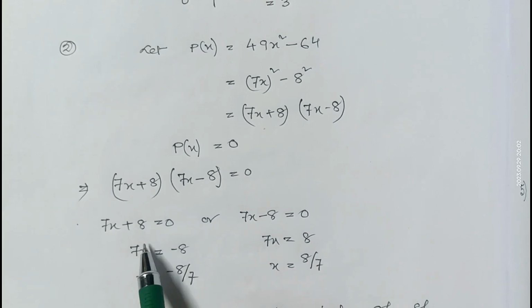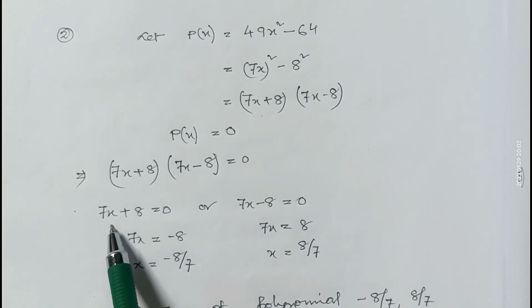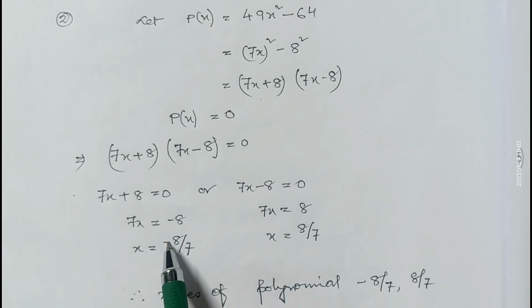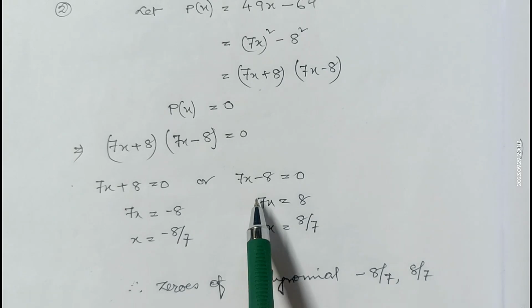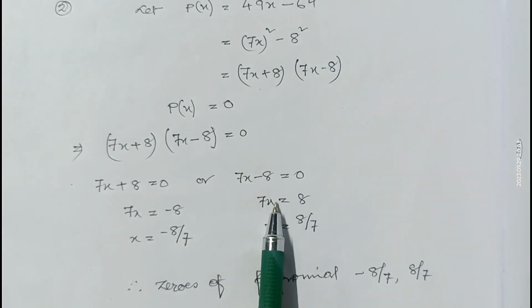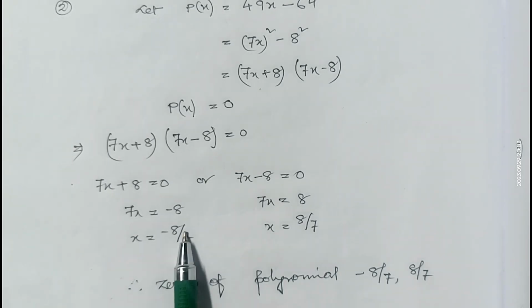So either 7x plus 8 is 0 or 7x minus 8 equal to 0. 7x plus 8 is 0 means 7x equal to minus 8. So x equal to minus 8 by 7. Again 7x minus 8 is 0. So 7x equal to 8. So x equal to 8 by 7. Therefore zeros of the polynomial are minus 8 by 7 and 8 by 7.